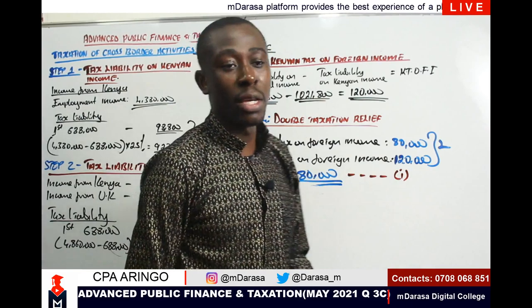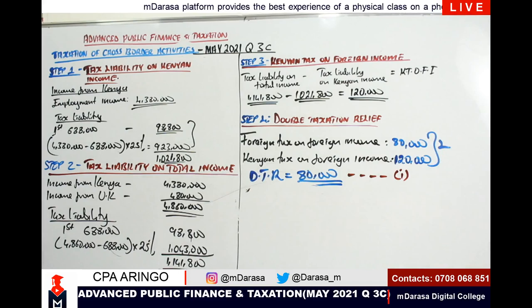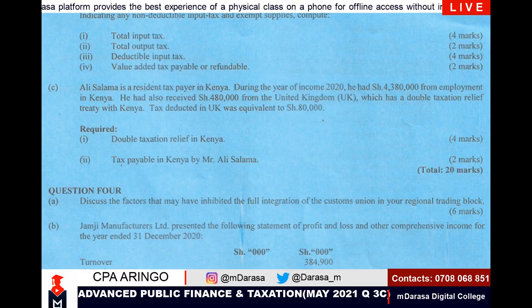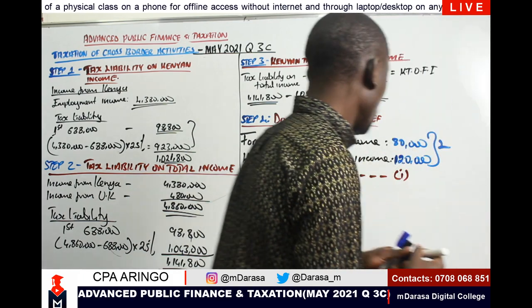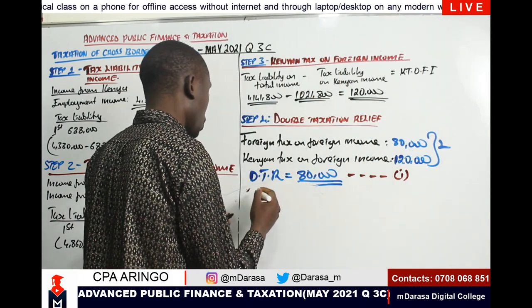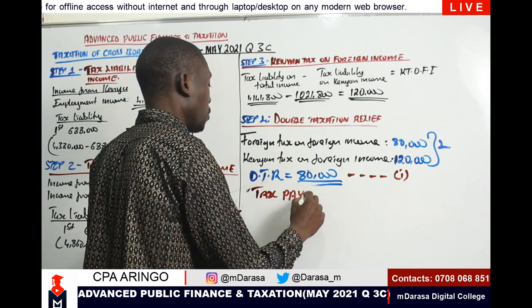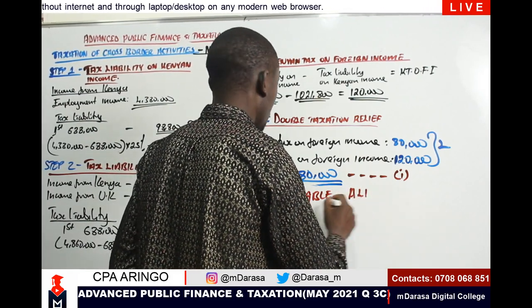What about part B, my good students? In part B, what were we asked to do? Look at this question very well. In part B, we were asked to compute tax payable in Kenya by Mr. Ali Salama. So how will you compute our tax payable by Mr. Ali Salama in Kenya?